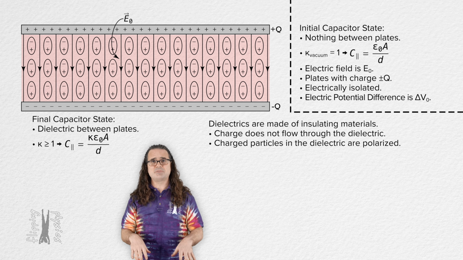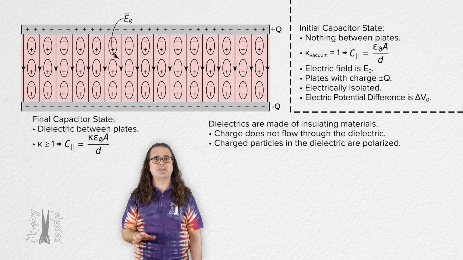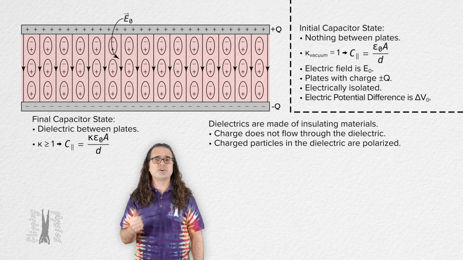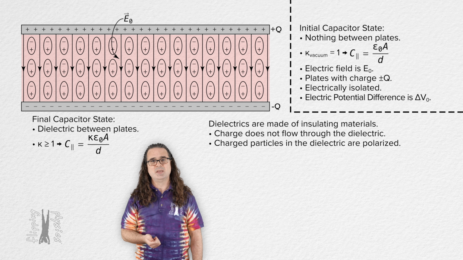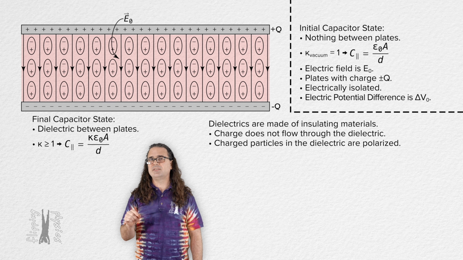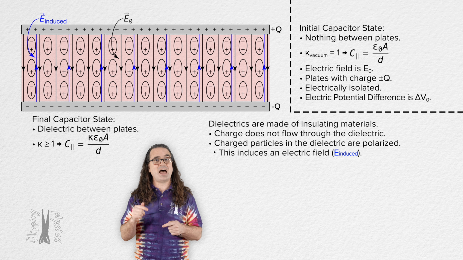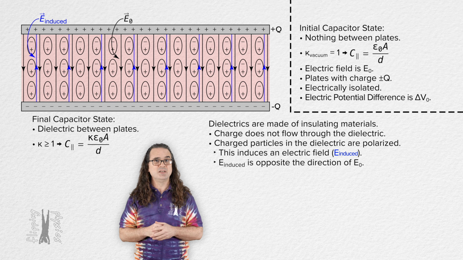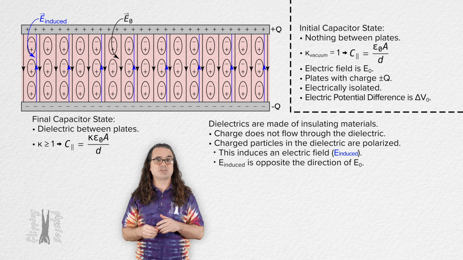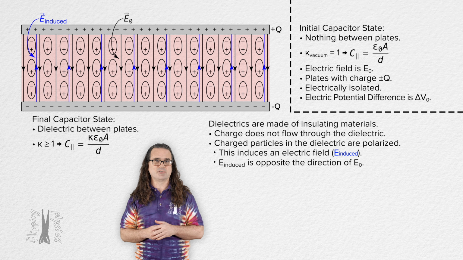Clearly, this illustration is a highly idealized representation of the polarized molecules in the dielectric. However, it is still helpful for understanding what is happening here. And notice that the polarization of the ideal dielectric material induces a uniform electric field which is opposite the direction of E naught, the original electric field in the capacitor before the introduction of the dielectric.